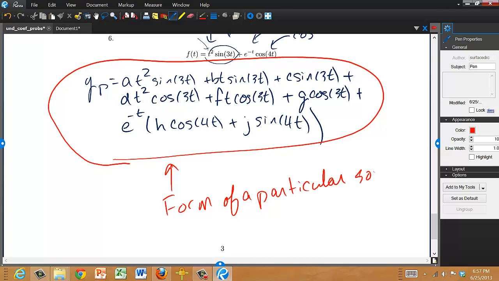This is what I mean. Just give me this guess with the coefficients in there. Don't go on and solve the ODE. So that's it.